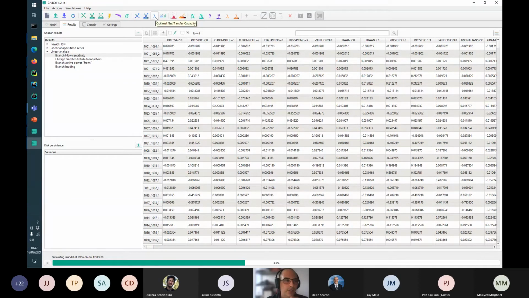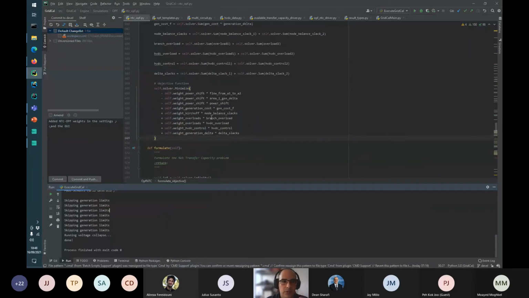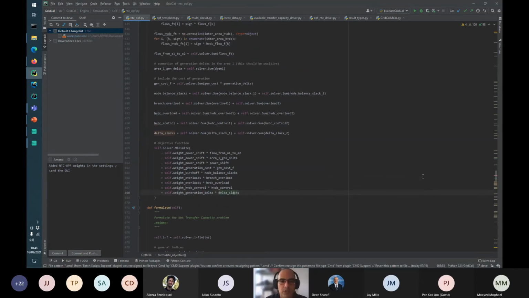So having that in mind, we want to do this one: the optimal net transfer capacity. What we did was to formulate the problem as an optimization. We maximize the flow from area 1 to area 2. Sorry for the tangent. Anyway, we maximize the generation in area 1, we maximize the power shift, and we minimize the cost and the deviation from Kirchhoff, the branch overloads, the HVDC overloads, the HVDC control deviations, and something we call the delta slacks. And my point showing you this, which, what does it mean to you to look at some code?